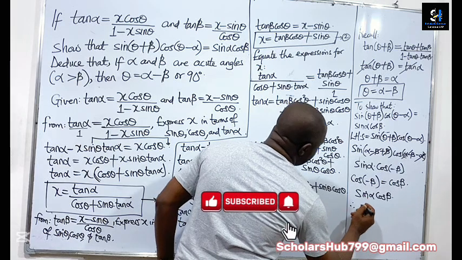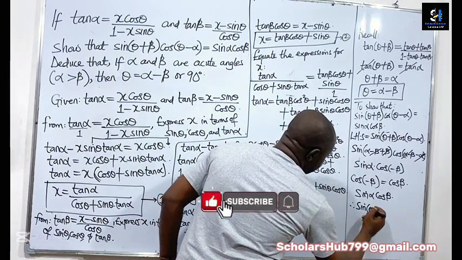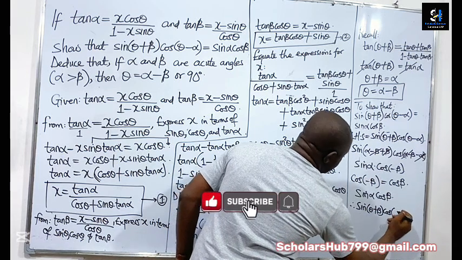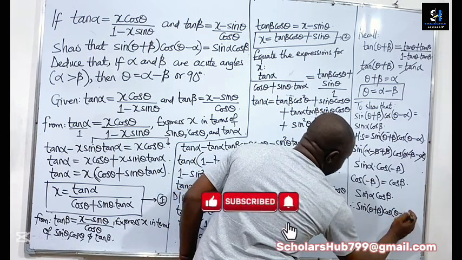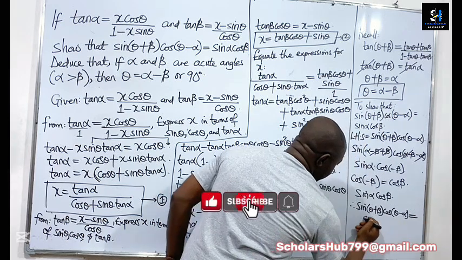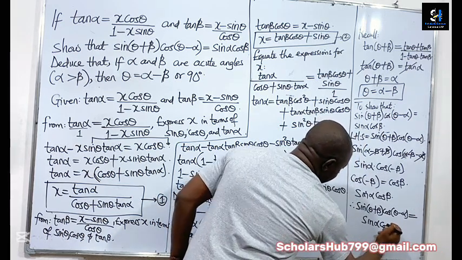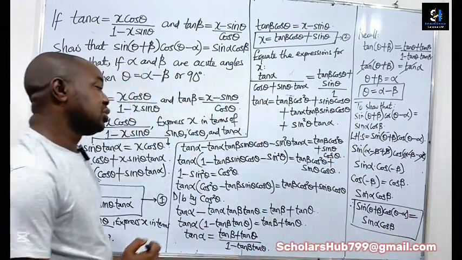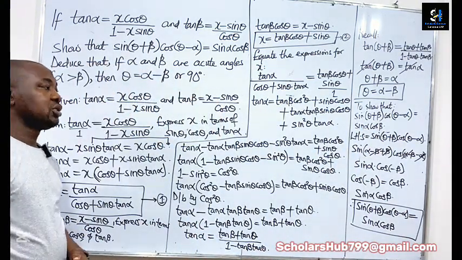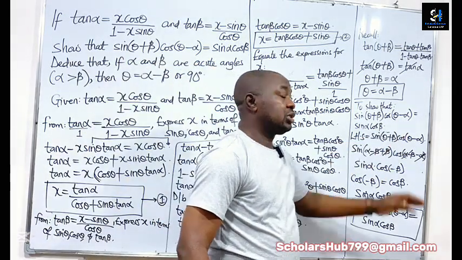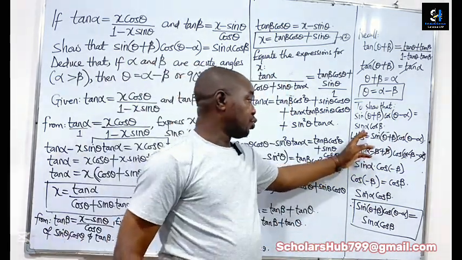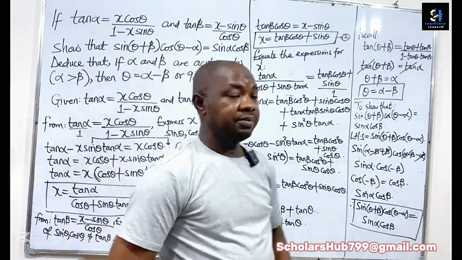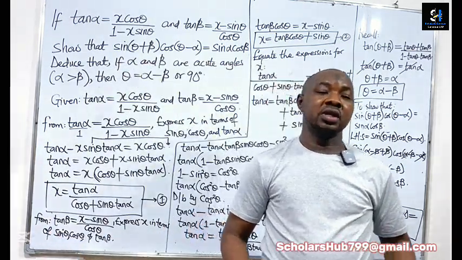So therefore, the product of sine of theta plus beta and cos of theta minus alpha is equals to sine alpha cos beta. And this is how to show that the product of these two identities is equals to the product of sine alpha cos beta. And with that, we've come to the end of this tutorial.